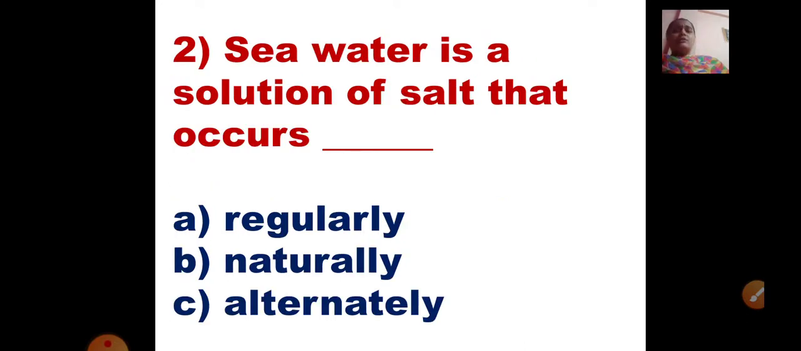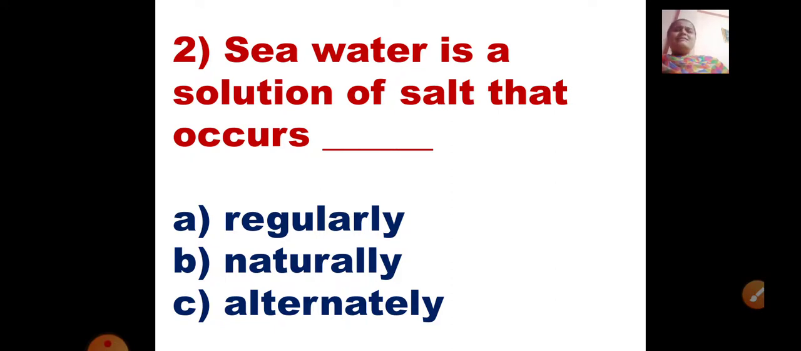Okay. Look at the second one. Sea water is a solution of salt that occurs dash. Okay, what is sea water made up of? A is regularly, that means every day. B is naturally, that is by nature. And C is alternately, means one day a gap in between.